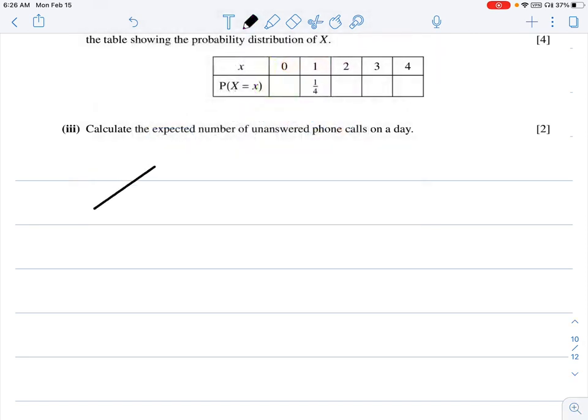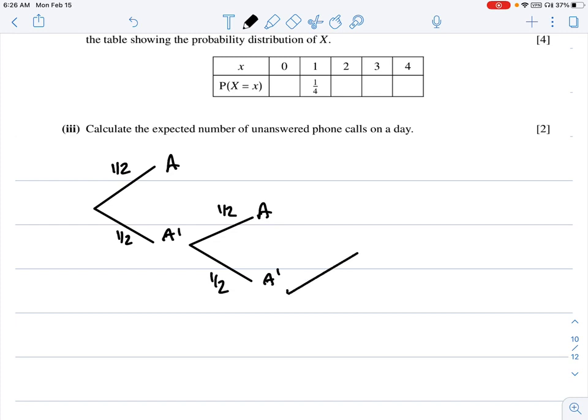First time is answering, not answering. Answering is 1 upon 2, 1 upon 2. Then if he doesn't answer the first time, he'll try a second time. Second time chances are again answers, does not answer, 1 upon 2, 1 upon 2. Then if he doesn't answer, he will try a third time. Answers, does not answer, 1 upon 2, 1 upon 2. And he'll try a fourth time. Answers, does not answer, 1 upon 2, 1 upon 2.